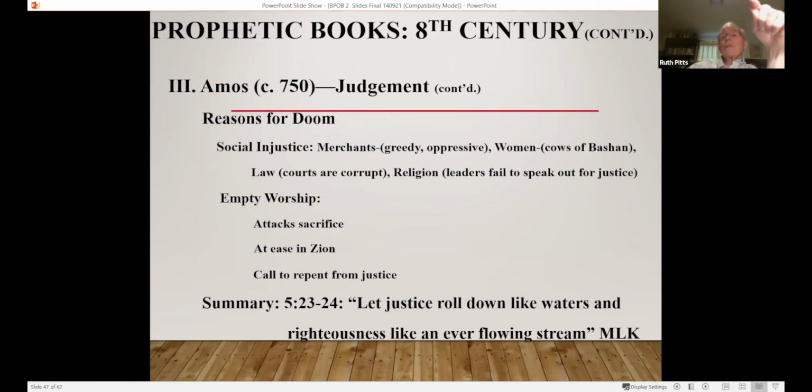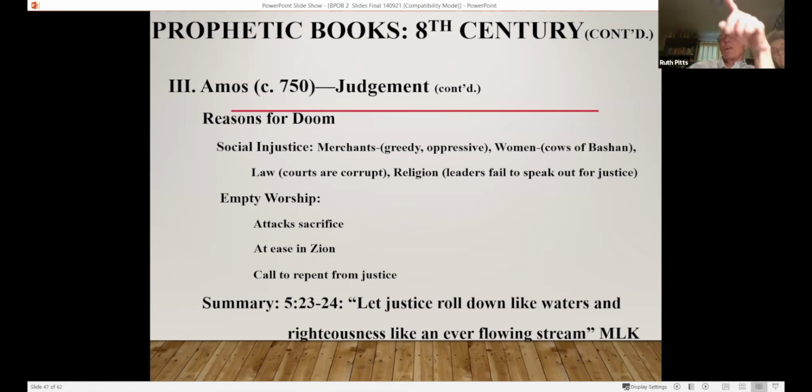Your worship, you attach everything to sacrifice. You are, in this famous phrase, at ease in Zion. You're just so comfortable with your religion. It makes no demands on you. You have gotten to a position where your religion doesn't challenge you at all. It is simply that you have made peace with it and you sort of put it aside. So he calls for repentance from injustice.